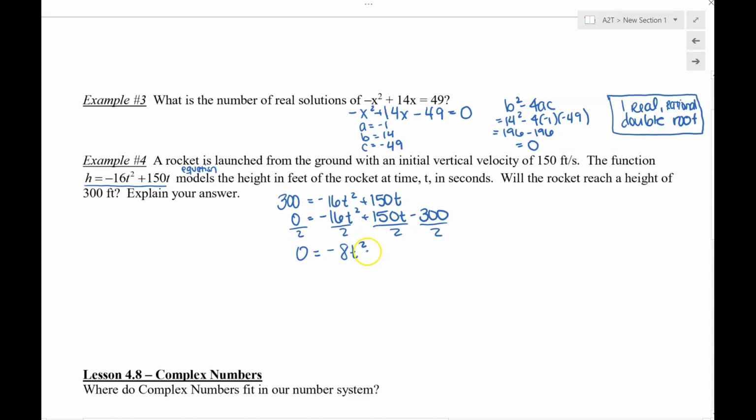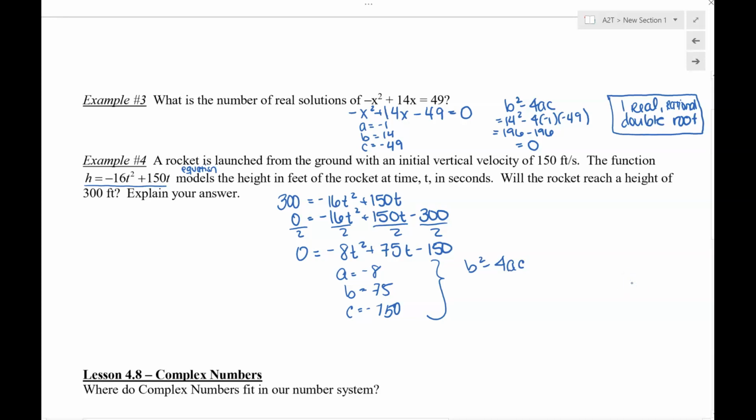So we have negative 8t squared plus 75t minus 150. Okay, numbers are still kind of big, but you know what? It's a little bit smaller, so that's good. So a is negative 8, b is 75, and c is negative 150. So our discriminant is b squared minus 4ac. No radical. And why am I using the discriminant and not just solving? Because solving is going to take us some extra steps. Here, if I can just figure out solutions exist, well, then I know that this parabola exists and that the rocket will reach a height of 300 feet.